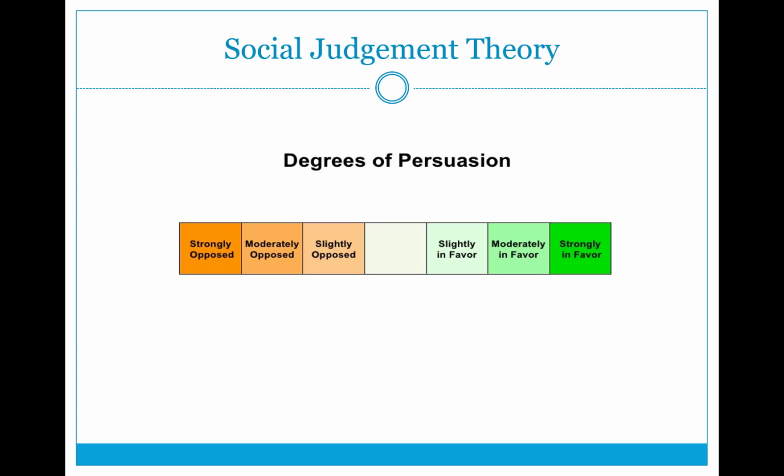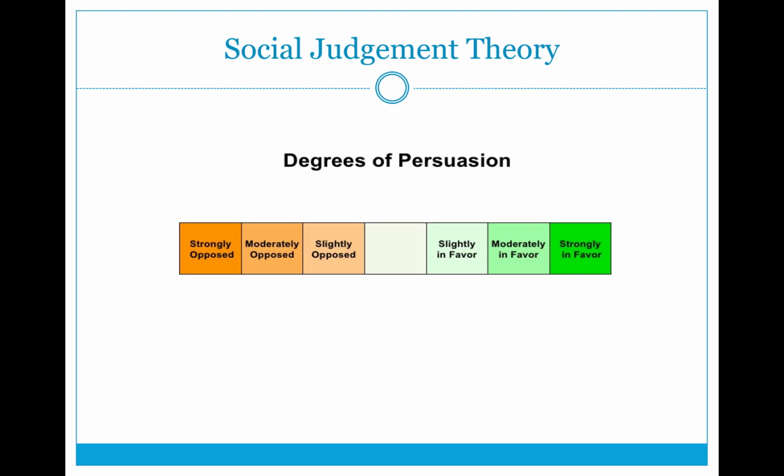The most I can hope for is maybe moving them from strongly opposed to moderately opposed, or if I'm really trying to go for it, maybe to slightly opposed. But there's probably not a lot of likelihood that I'm going to make them go from strongly opposed to strongly in favor. That's just not realistic.